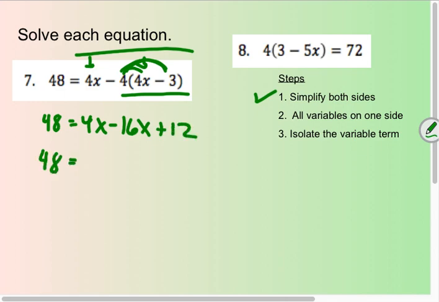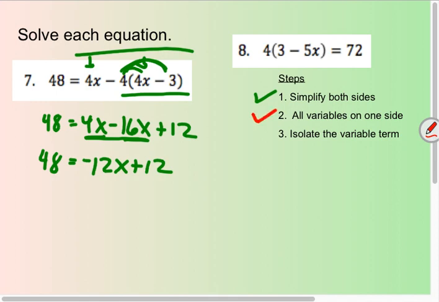Okay, what do we got here? I got an x term here and an x term here. They're on the same side, so I'm not going to add or subtract them to both sides. I'm just going to combine these terms. They're like terms. 4x and negative 16x is negative 12x plus 12. Okay.